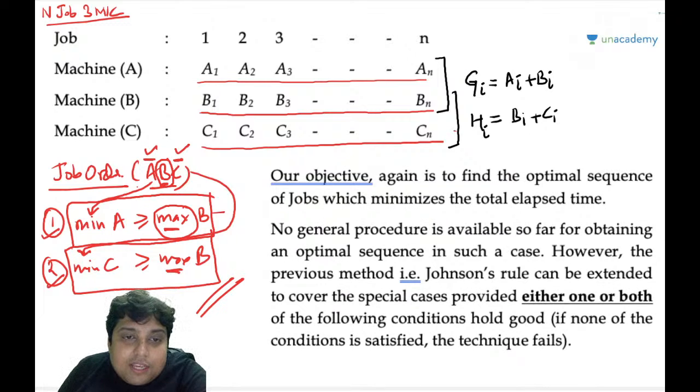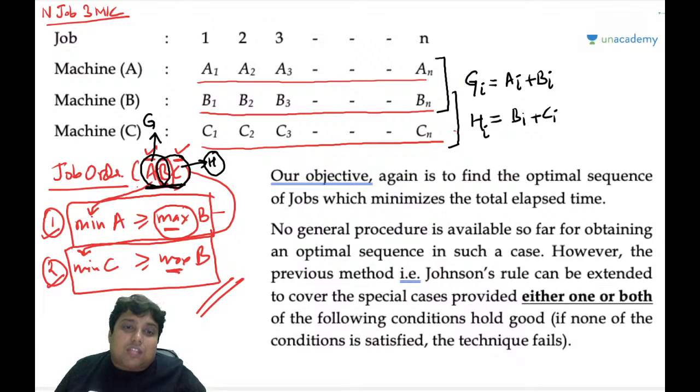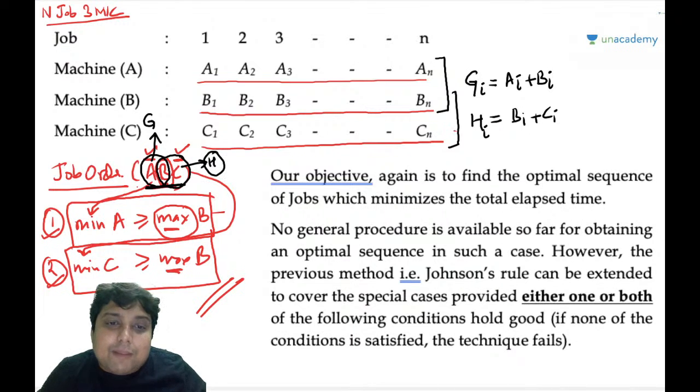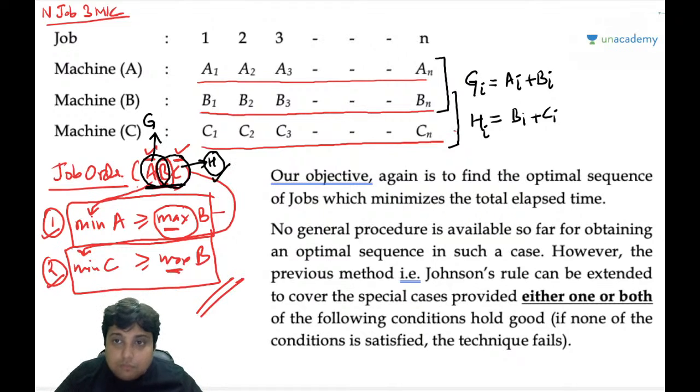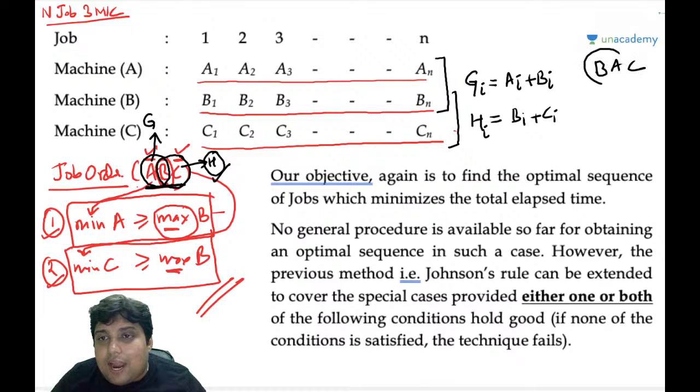Guys, if the order is ABC, then for the first two, A and B, their processing times will be added and we will create G. And the middle and the last one, B and C, will collaborate and give me a machine H. So their addition of processing times will give me the processing time of machine H. Suppose the order is BAC, then I will add B and A to get G, and A and C to get H.